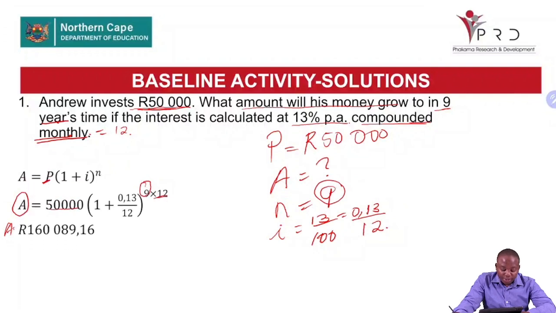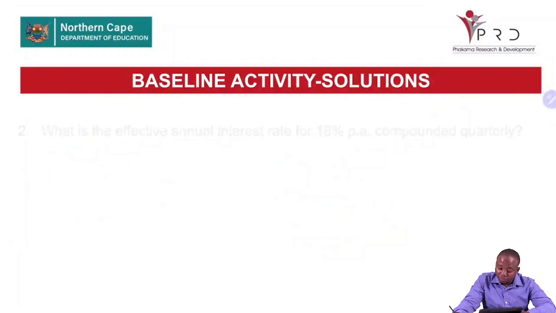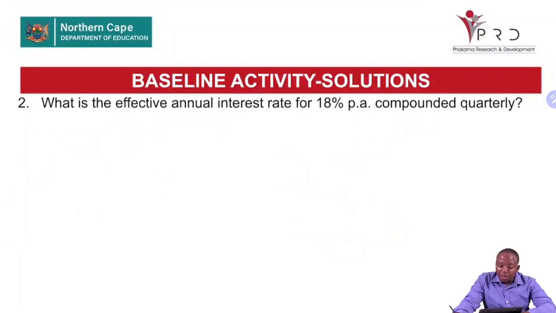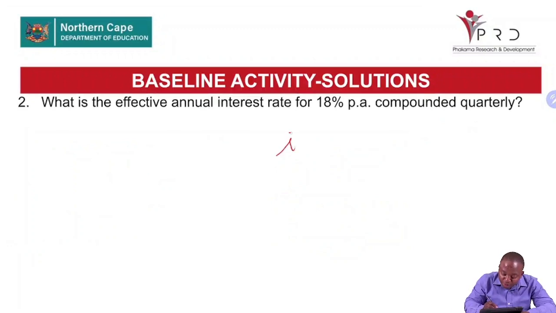Now let's move on and discuss number 2. On question number 2, they are asking, what is the effective annual interest rate for 18% per annum compounded quarterly? In this case, we are looking for I effective.